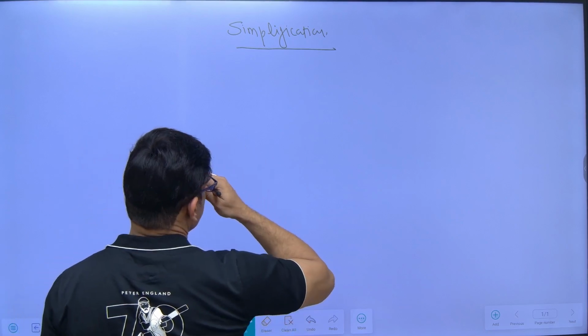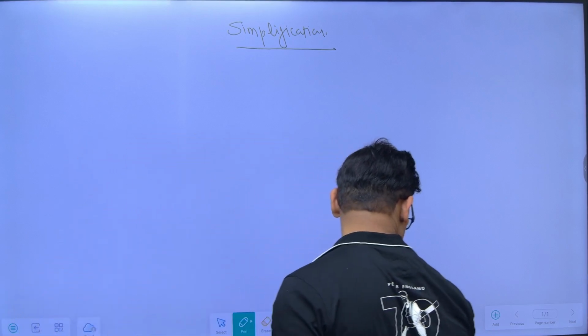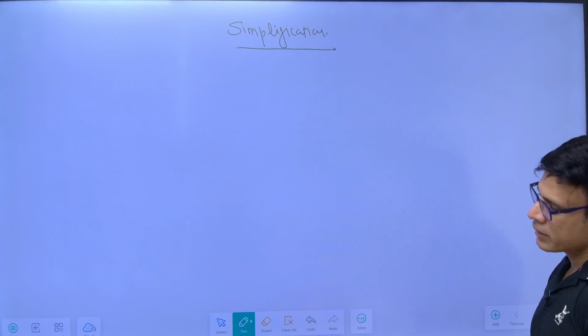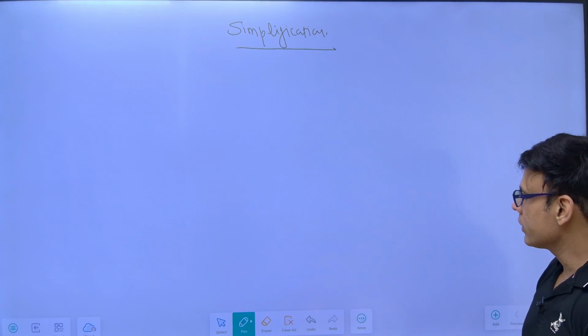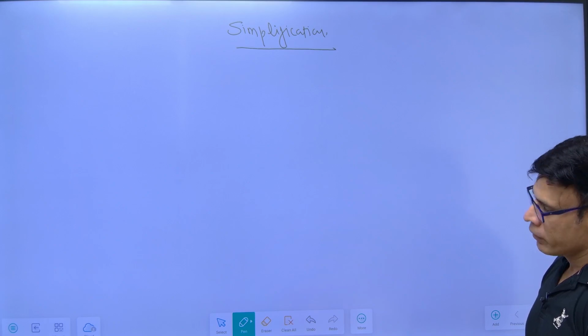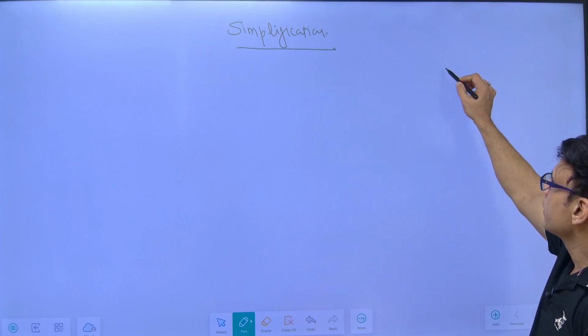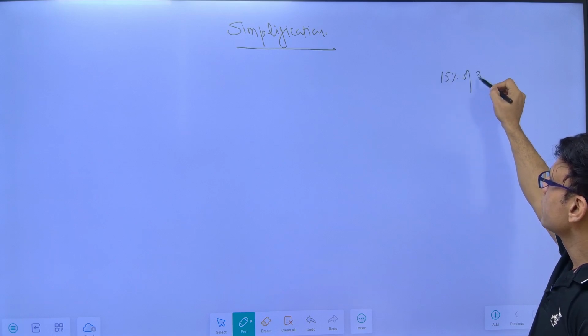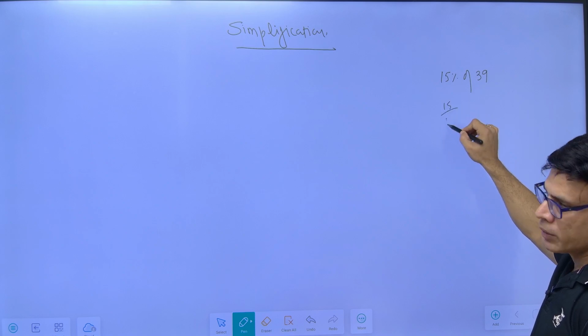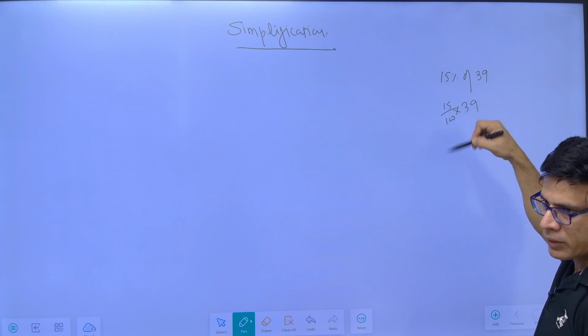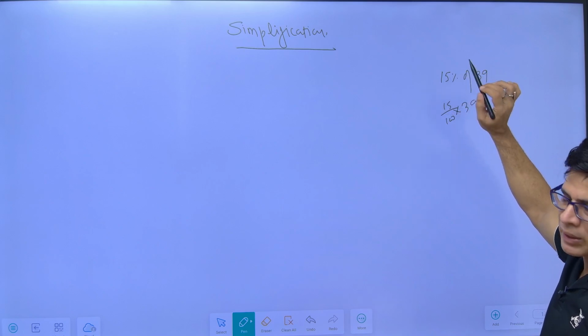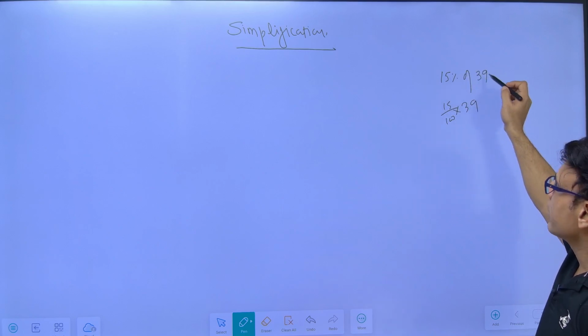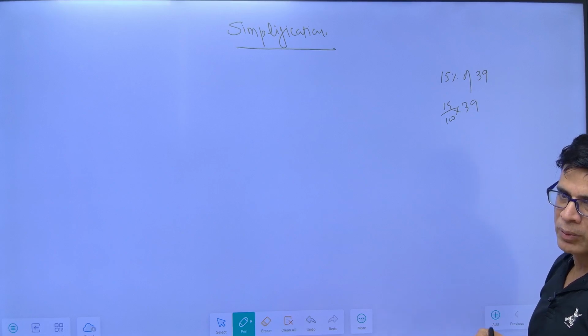Okay, let's start with simplification. Let's understand in simplification what all things you need to know. First is finding out, let's say if I ask you what is 15% of 39, so it is simply 15 by 100 into 39, right? You know that this is how you find out percentage, right? It's not 39, it can be 3.9 or something, called approximation.